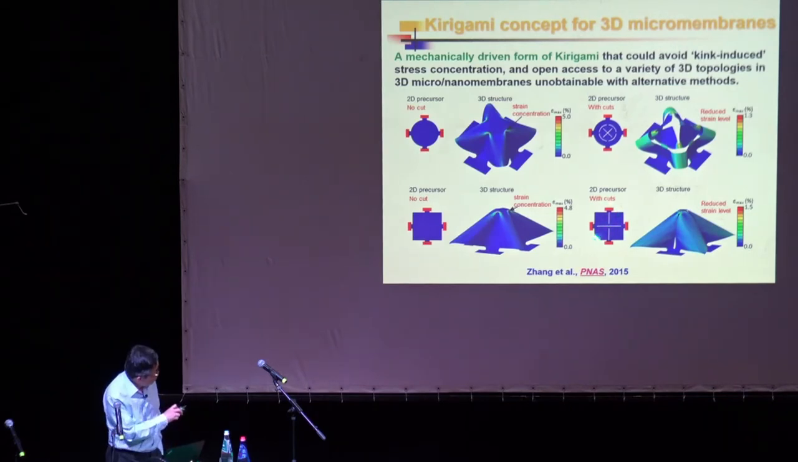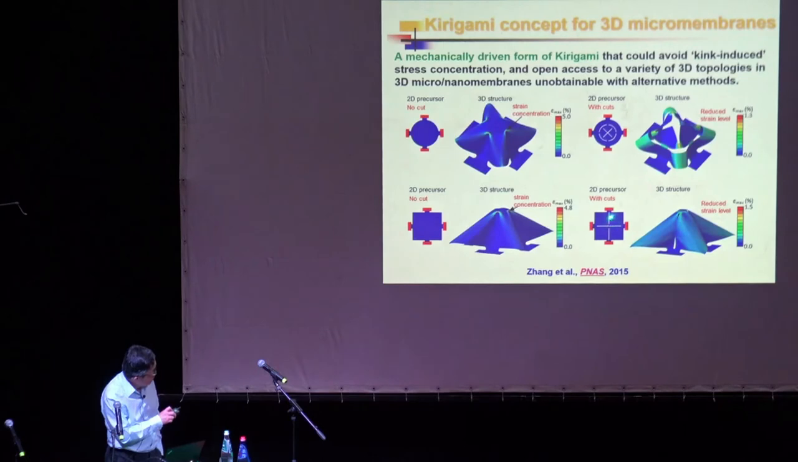So for this structure to pop up, you can clearly see it forms very complex three-dimensional patterns, but the strain level is low. It's really like 0.3, 0.4%, much lower than the 2% silicon fracture strength. So using these cuts, you can produce three-dimensional structures without failure.